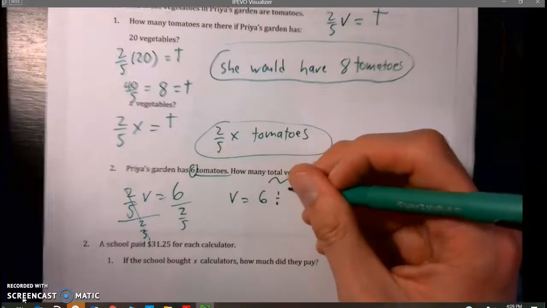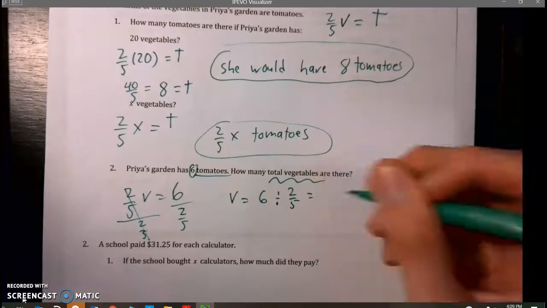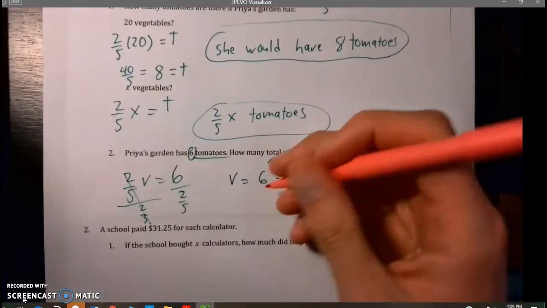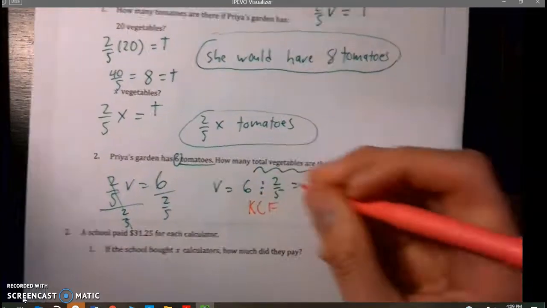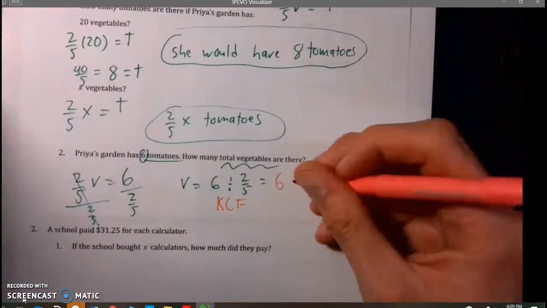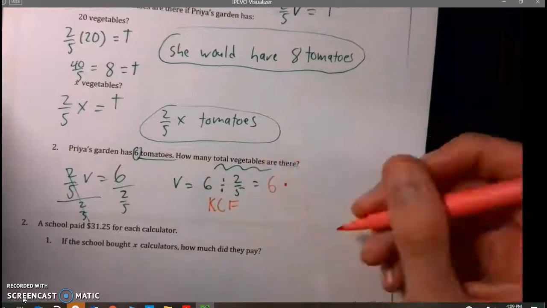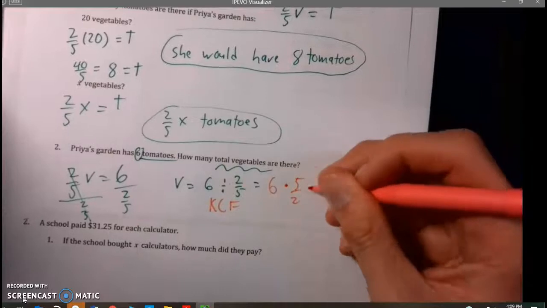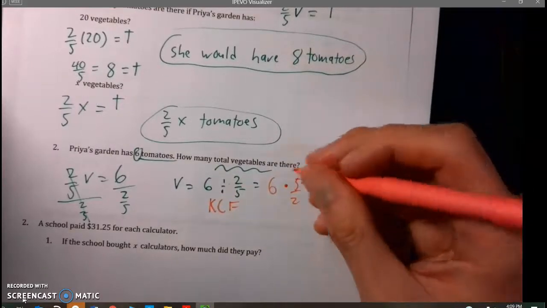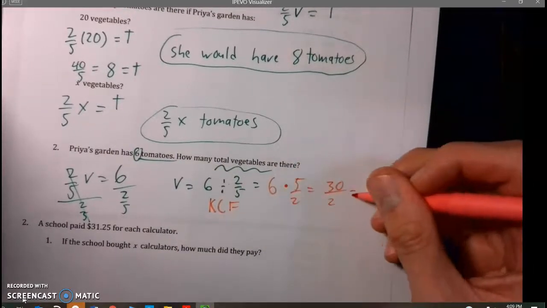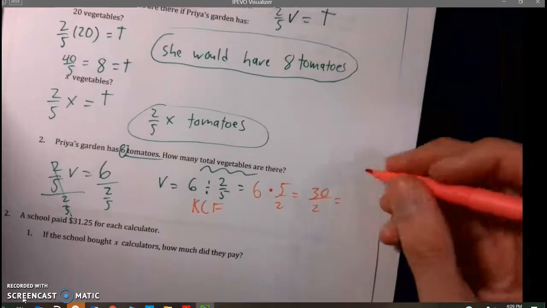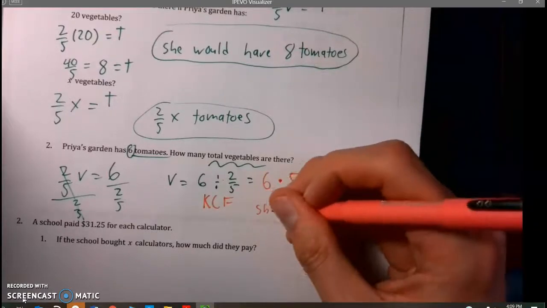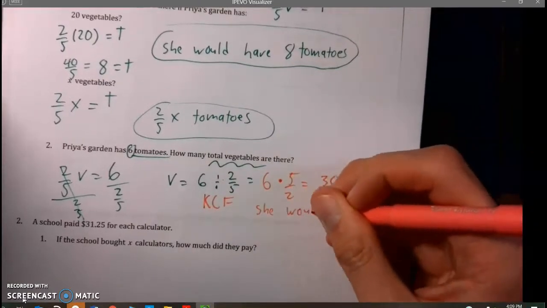6 divided by 2/5. We're dividing by a fraction. When you divide by a fraction, you always got to do that keep, change, flip. Keep the first number. Division turns into the opposite, multiplication, and we turn our fraction into the reciprocal. Multiply across, 6 times 5 is 30 over 2. Fractions are division, 15. So she would have 15 vegetables.